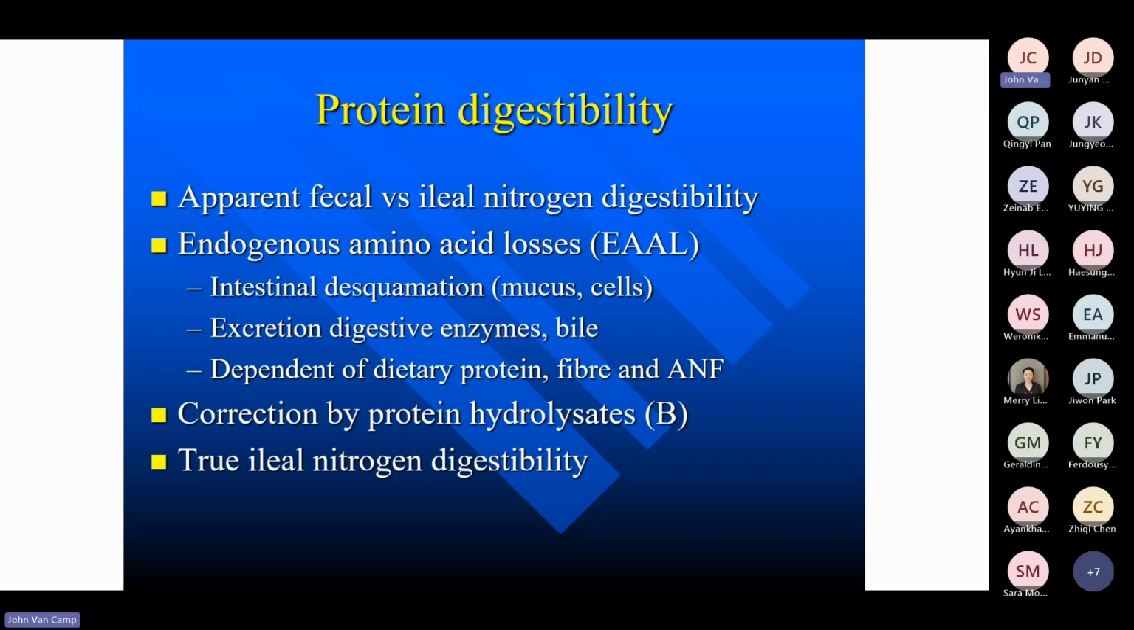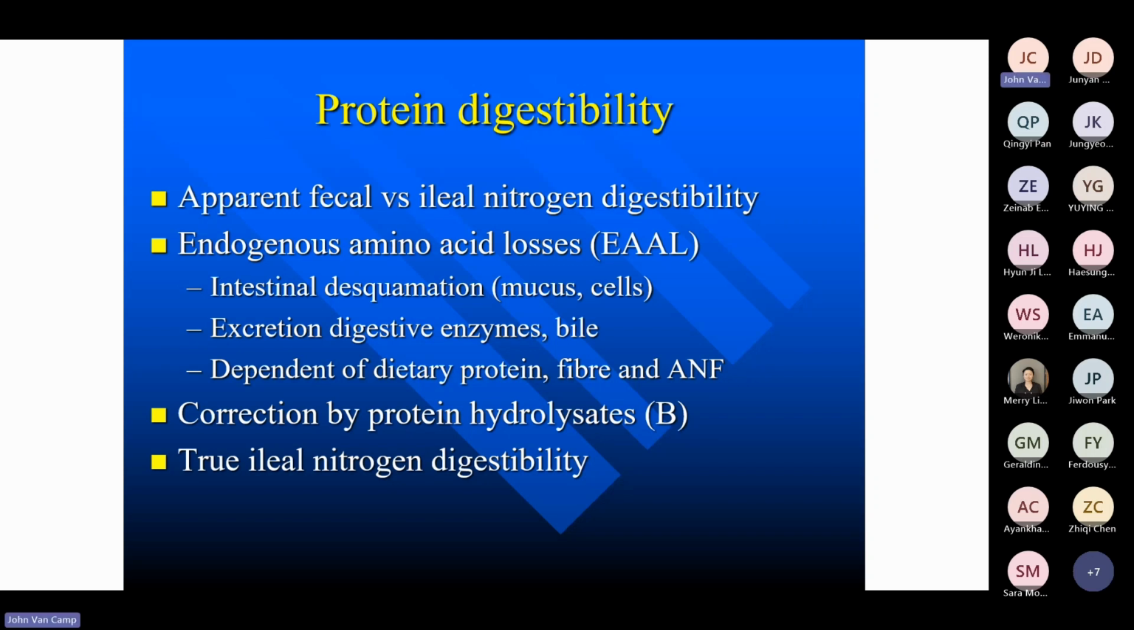And of course, it is dependent on the type of protein you take, whether or not fiber is present, and whether or not anti-nutritional factors are present. An anti-nutritional factor will inactivate enzymes. So it means that the digestion of the proteins will be limited. And in this way, you get more nitrogen losses. The same for fiber, which can cause more desquamation from the wall. And the dietary protein, whether it is a plant-based protein or an animal-based protein, will also determine the amount of losses that you get in the GI tract.